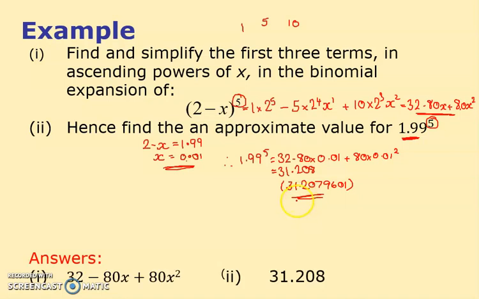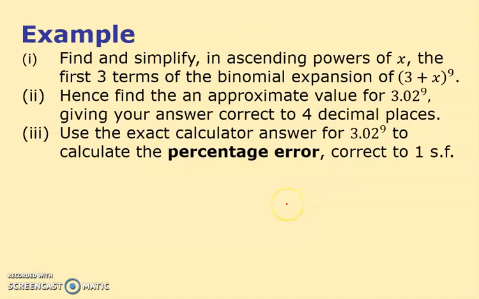Which you can see how accurate this method is. It's surprisingly good. Next example, find and simplify the ascending powers of x, the first 3 terms of 3 plus x to the 9. So again, I want the 9th row coefficients. I want the first 3 of them. That's 1, 9 and 36.